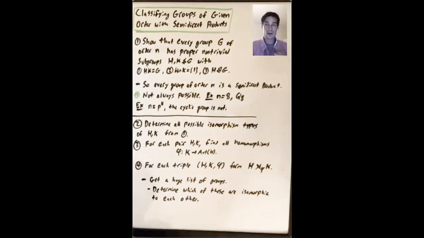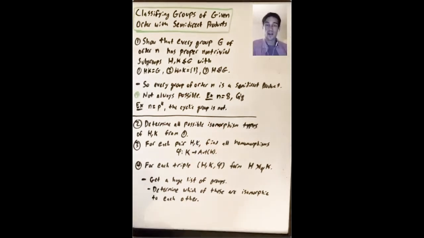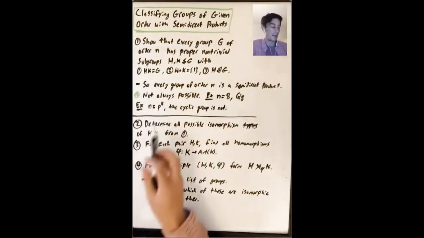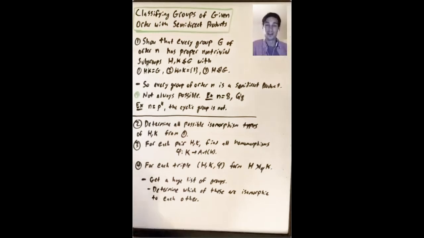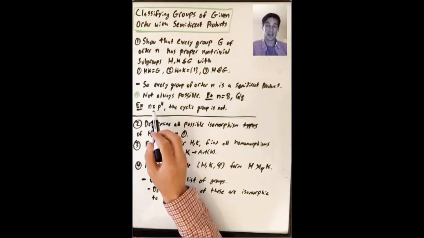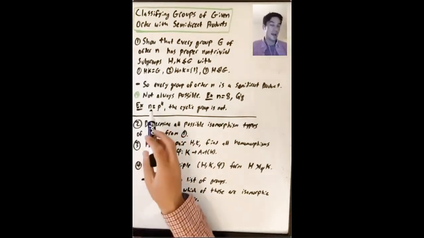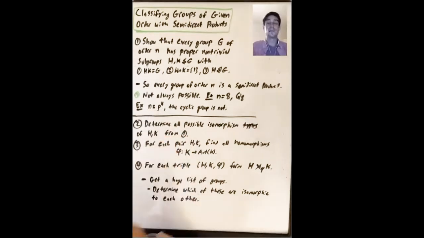So this is not always possible. In the last video, we saw, for example, that when n equals 8, Q8 is not a semidirect product of two of its proper subgroups. We also saw that when n is p to the k, more generally, the cyclic group of order p to the k is not a semidirect product of two of its proper subgroups. This doesn't mean there's nothing we can do in the case where n is a power of a prime, but we might have to have certain special cases, like either every group of order n is abelian, or it's non-abelian and is isomorphic to some group in this finite list.